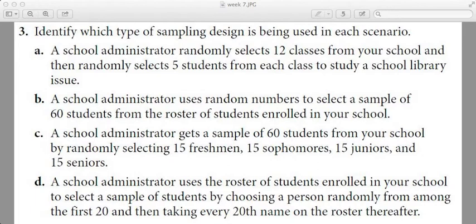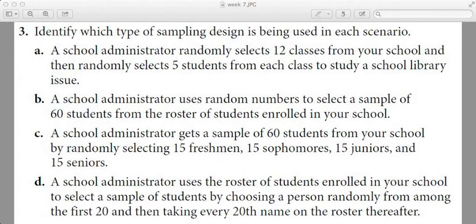Okay, letter C says a school administrator gets a sample of 60 students from your school by randomly selecting 15 freshmen, 15 sophomores, 15 juniors, and 15 seniors. So this would be a stratified random sample. He first divided the units into non-overlapping subgroups, which is the grade levels, and then took a simple random sample from each subgroup. So that would be a stratified random sample.